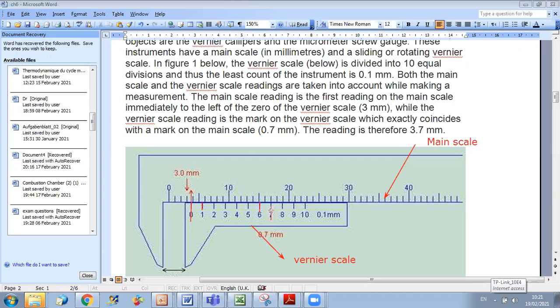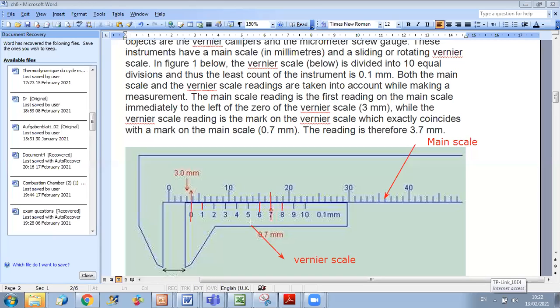Okay. Here at 7, you have the perfect match. They are aligned. The Vernier and main scale graduations are aligned together, while here you can see we have a small difference. So 7 is the perfect match, and the reading here is 3.7 millimeter.